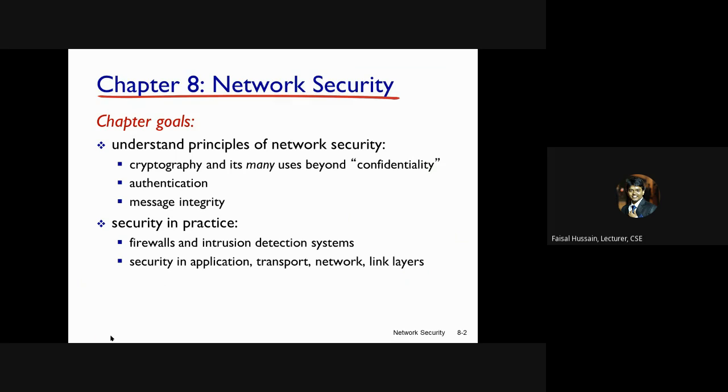We will try to understand the principle of network security, and under this you will need to know what cryptography is and its different uses, confidentiality, what is authentication, what is message integrity, and we will also cover some security topics in practice, firewall and intrusion detection system, then security in different layers.